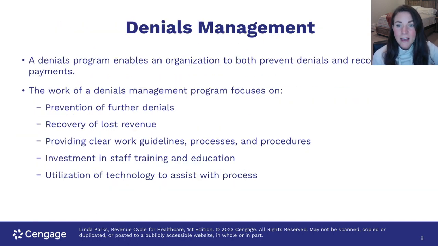Most facilities will have a denials management program to prevent denials and recover any denied payments. So the program will focus on the things listed here: preventing further denials, recovery of lost money, providing clear work guidelines, processes, and procedures, investment in staff training and education, and utilization of technology to assist with the process. Okay. And that last one is things like tracking the denials, having them automatically sorted by payer type, identifying trends, things like that.